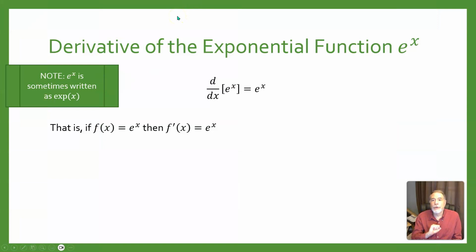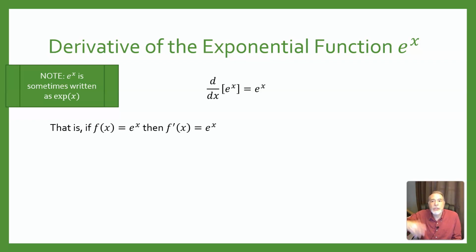Now for the third of the three rules that this video is all about, the derivative of the function e to the x. And sometimes you'll see this function written as exp of x. It's just a different way of writing the same thing. So e is that special irrational number that's approximately 2.71828. And e to the x is the function that takes whatever number you give it for x and gives you e raised to that x power.